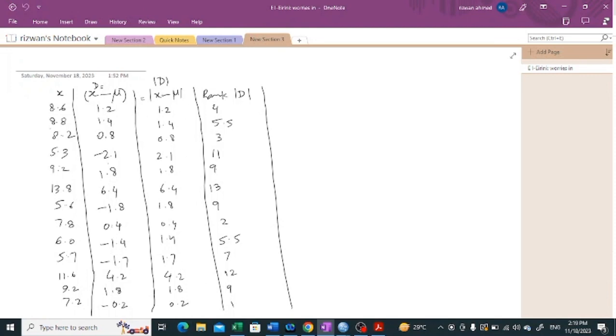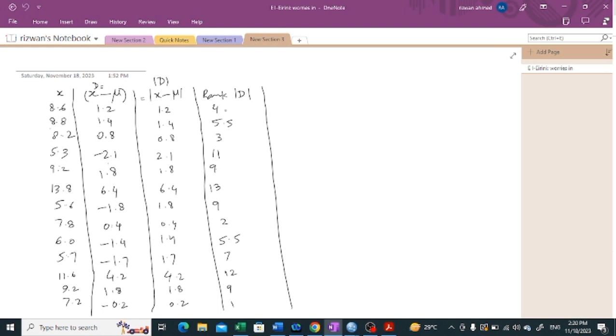Now we have to start ranking the observations one by one. So starting with the least number, which is 0.2, I have assigned the rank 1. The next higher value is 0.4 with rank 2. Then 0.8 is the next higher value with rank 3. Then the next higher value is 1.2, that is with rank 4.